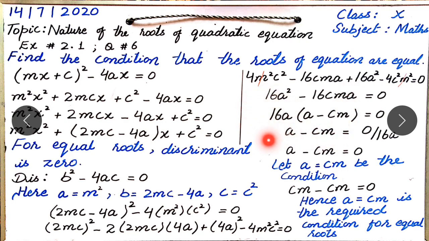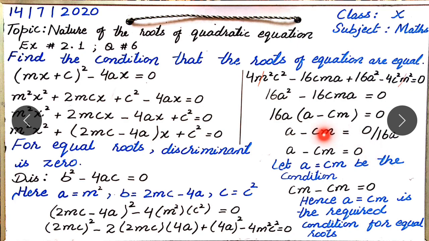Again for further simplification, 16a is brought to that side and it is in division because it was being multiplied here. So a minus cm is equal to 0 is the simplified form that we cannot simplify ahead. But here we were supposed to find the condition which will make the roots equal, and the roots will be equal if the discriminant will be 0.